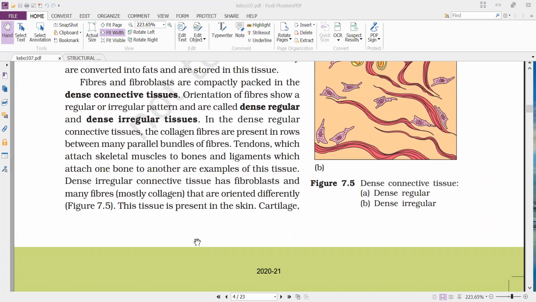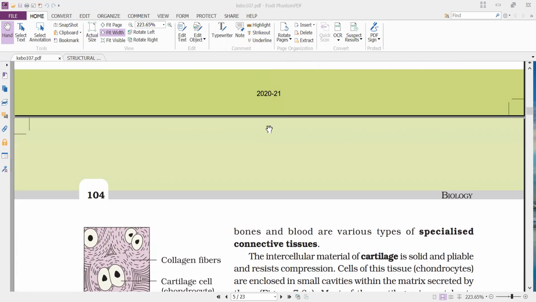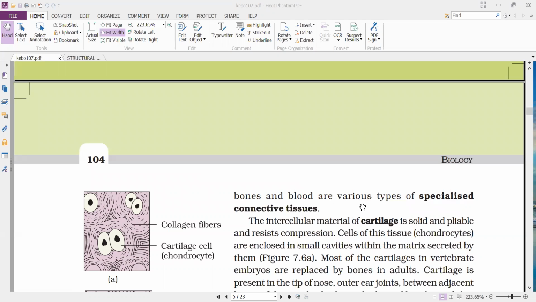Cartilage, bones, and blood are various types of specialized connective tissues. So we have three different types of connective tissues: loose connective tissue, dense connective tissue, and the third one, specialized connective tissue. Cartilage, bone, and blood come under the specialized connective tissue.